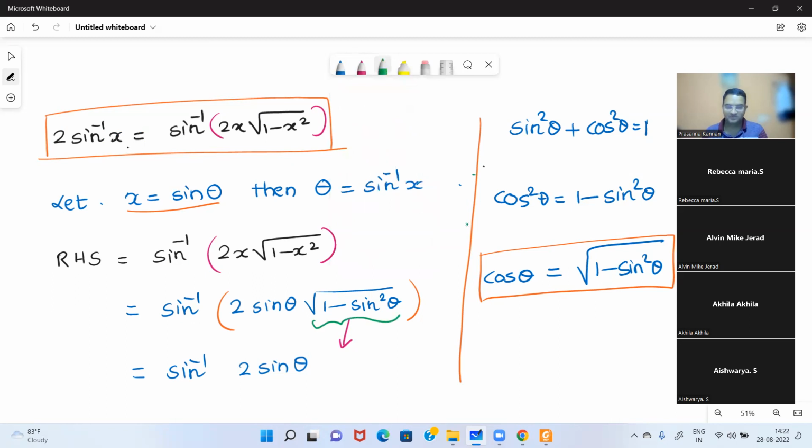What is this root of 1 minus sine square theta? Root cos square theta. That is nothing but cos theta. So have you seen this 2 sin theta cos theta? Yes, sir. Sin 2 theta. Sin 2 theta, exactly.